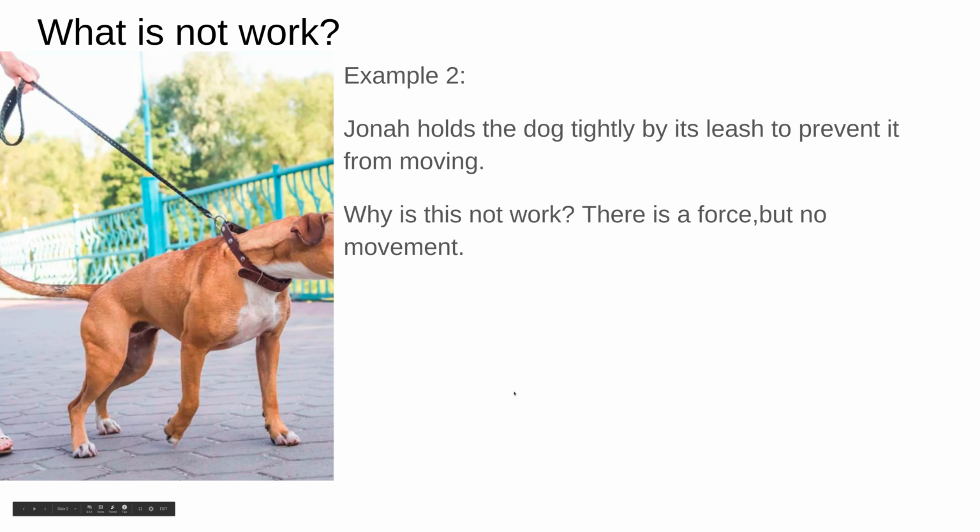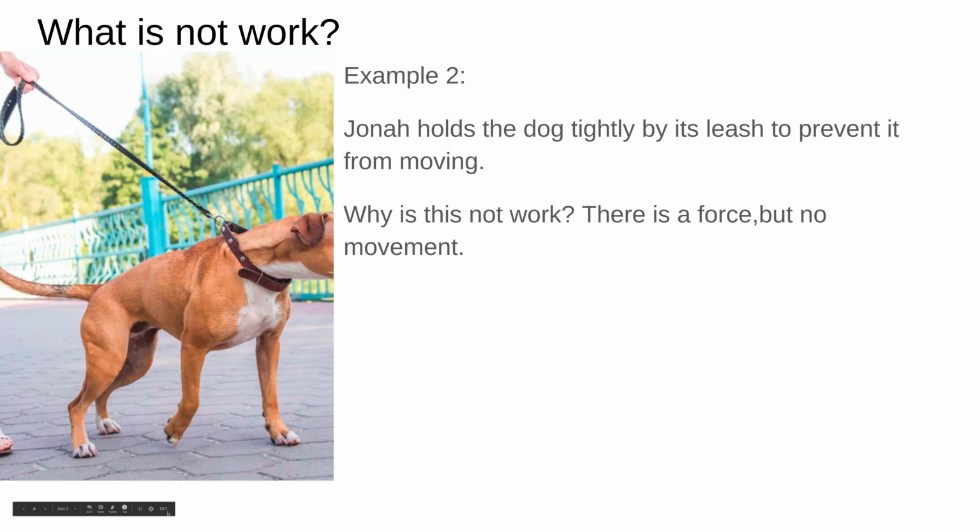So what isn't work? And this might be different from what isn't work in normal situations, because again, the physics definition of work is different. Here's an example. Jonah holds the dog tightly by its leash to prevent it from moving. Why is this not work? There's a force, but no movement.